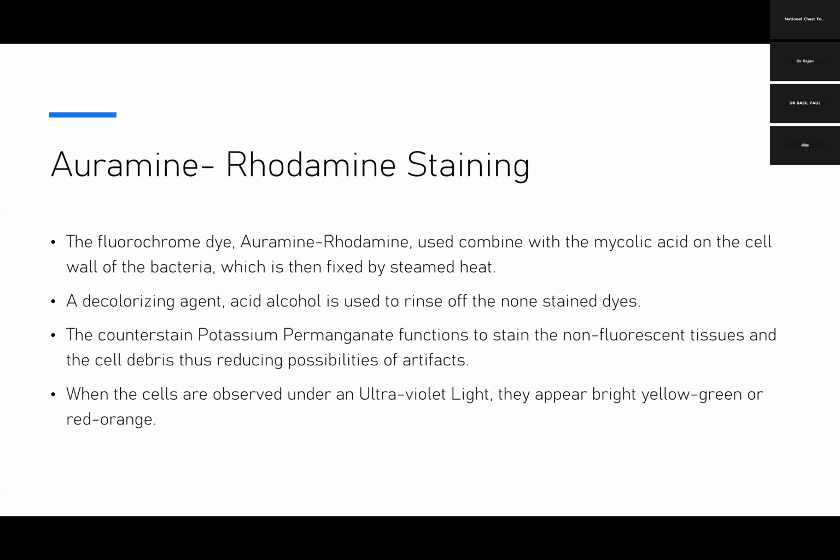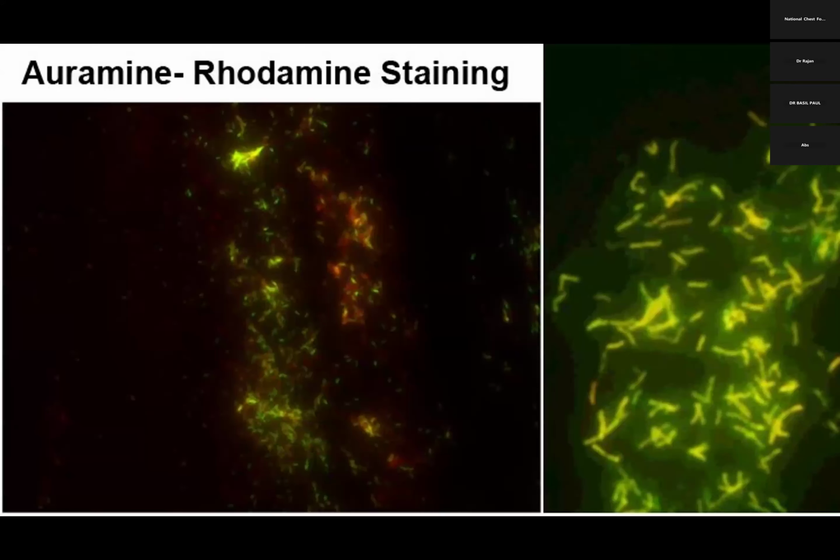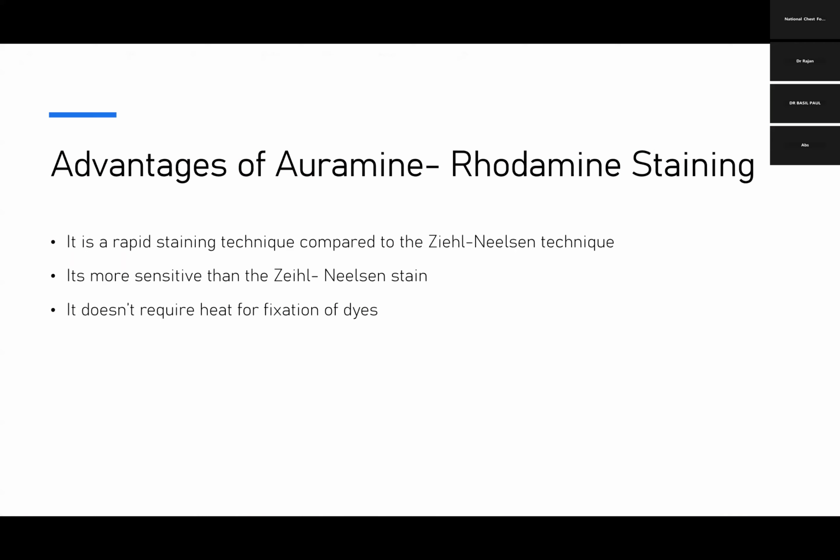So the principle of any staining generally is you stain, then you decolorize, and then you counter stain. So in auramine rhodamine, you will see a black background with fluorescent yellowish, greenish, and sometimes orange mycobacteria visible. Then what are the advantages of auramine rhodamine staining?